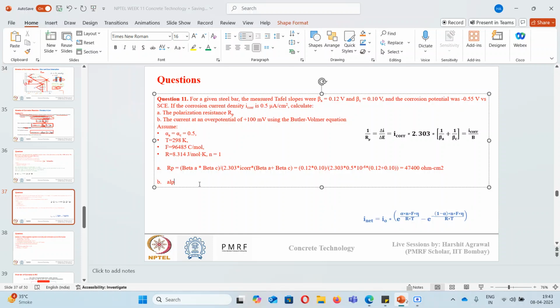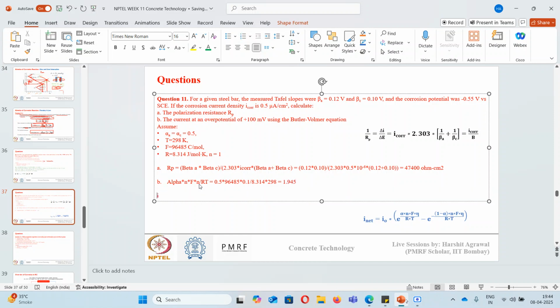So first if I calculate this constant term alpha times n times F upon RT, so what I will get, alpha is 0.5, F is 96485, nF into eta upon RT. This is eta. So eta is given to us 1000 millivolts, so that is nothing but 1 volt upon RT. So R is 8.314 times 298. So when you do this calculation, this value will come out to be 19.45.